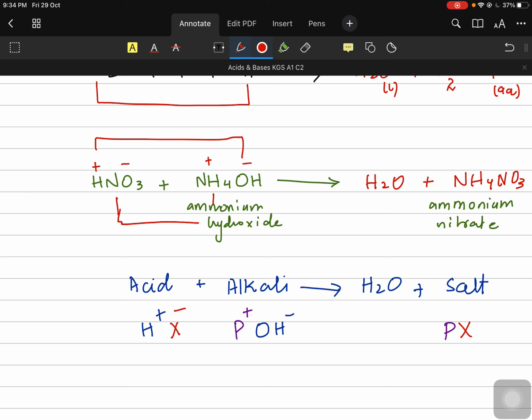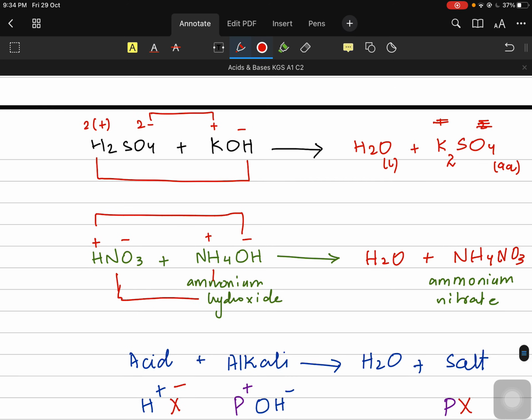So you can see that H and OH are always combining with each other, making water molecules, and the metallic part and the non-metallic part from the acids and alkali combine to give you the salt. And it totally depends on what kind of acid and what kind of alkali you're using. So at the end of the day, what kind of salt you get is totally dependent on the acid and the alkali.